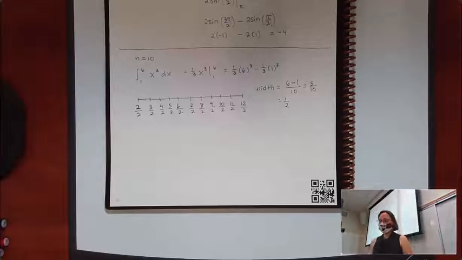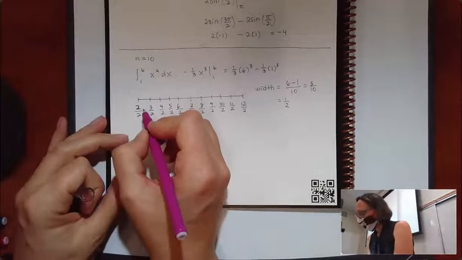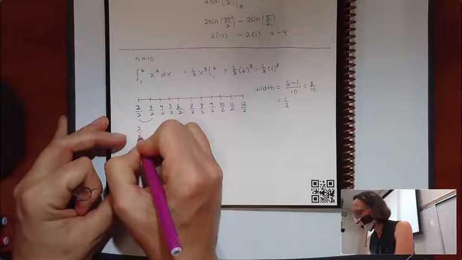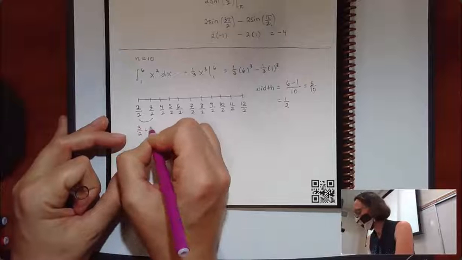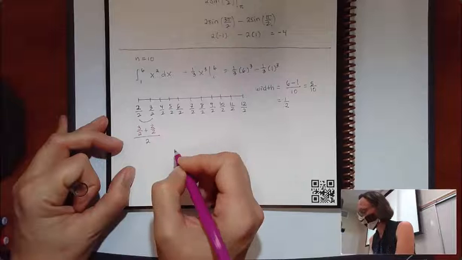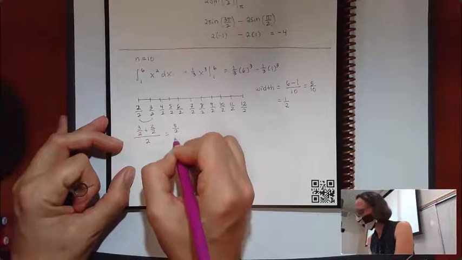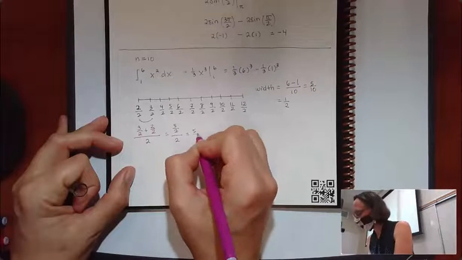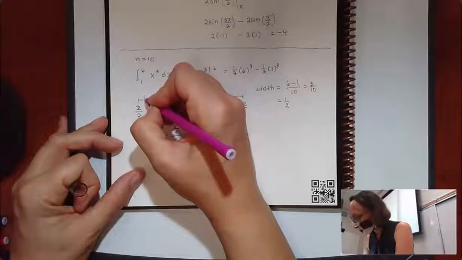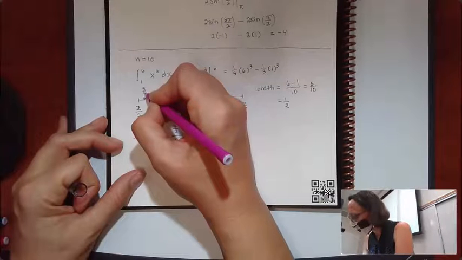But those are not the values that we're going to use to plug into the function, because we actually need the midpoint for each of those intervals. So if I look at the 3/2 and the 2/2, and I were finding the midpoint, I'd do 3 over 2 plus 2 over 2, all over 2. So that's 5 over 2 over 2, which is 5 over 4. So the first x value we would use is 5 over 4.